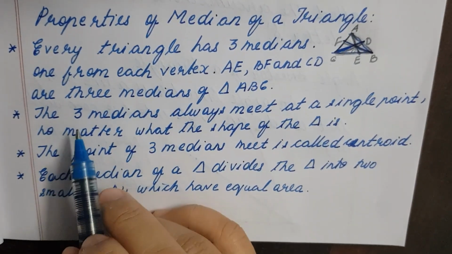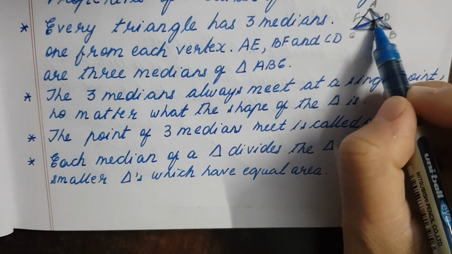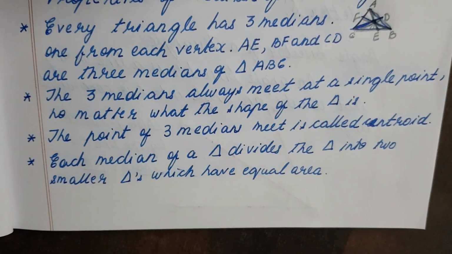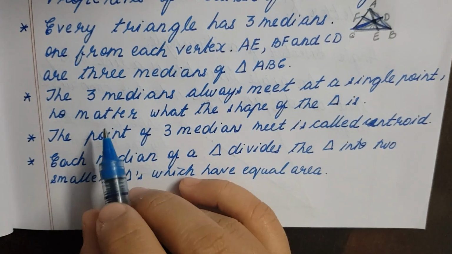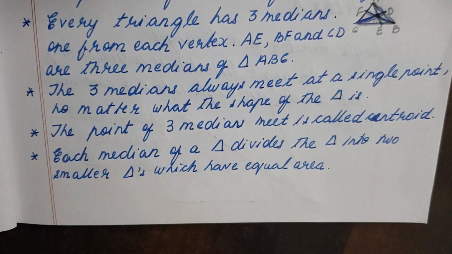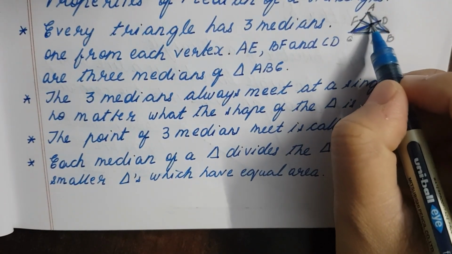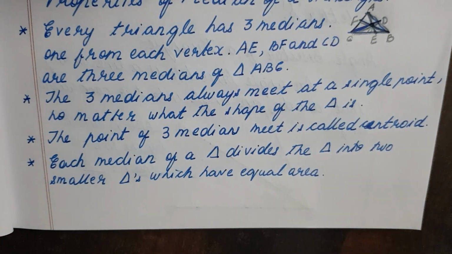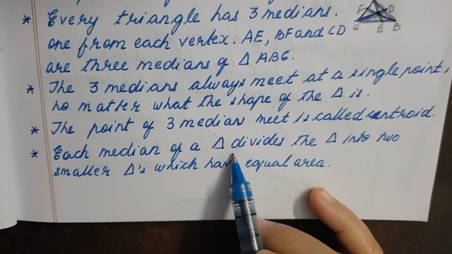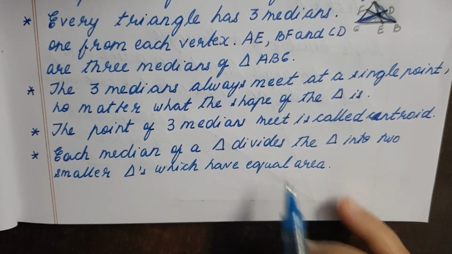Okay, next, the three medians always meet at a single point. So this is the single point, no matter what the shape of the triangle is. The point of three medians meet is called centroid. So நம்ம இப்போ தான் பார்த்தோம் இல்லையா, what is a centroid? So இந்த எல்லா மீடியன்ஸும் மீட் ஆகிற one common point is called as the centroid. Each median of a triangle divides the triangle into two smaller triangles which have equal area.